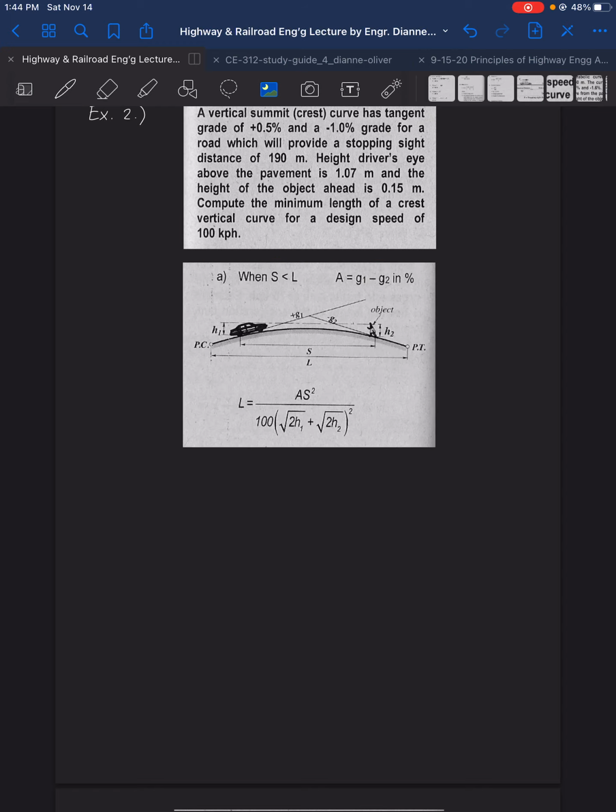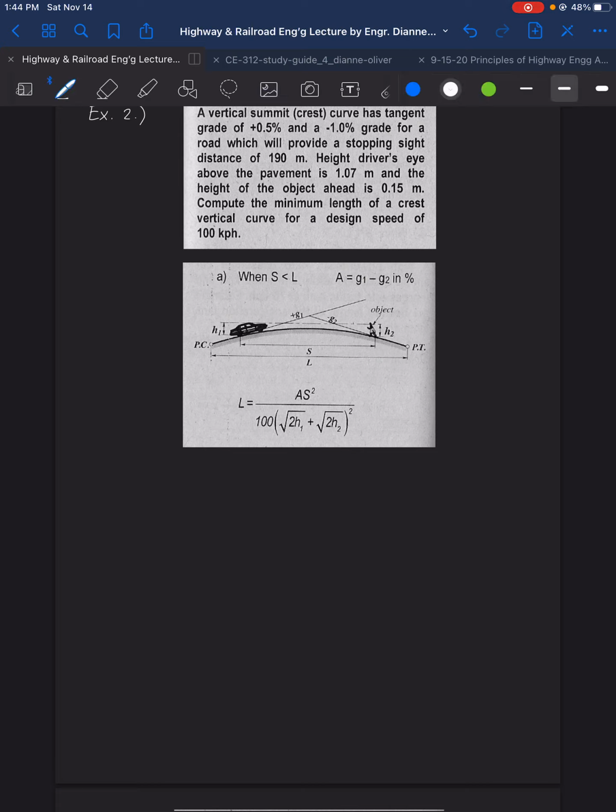Height of driver's eye above the pavement is 1.07 meters, and the height of the object ahead is 0.15 meter. Compute the minimum length of a crest vertical curve for a design speed of 100 kph. So we're looking for the minimum length of a crest vertical curve. Now let's have this assumption. First, let's write the given.